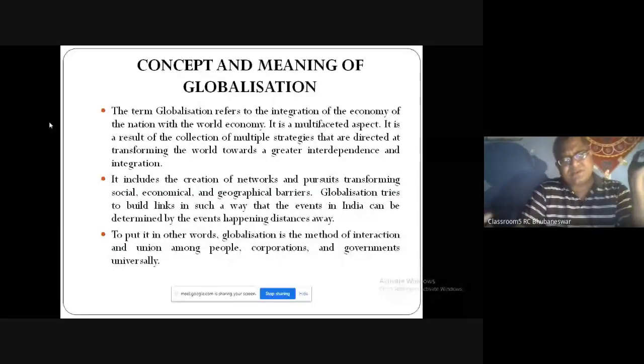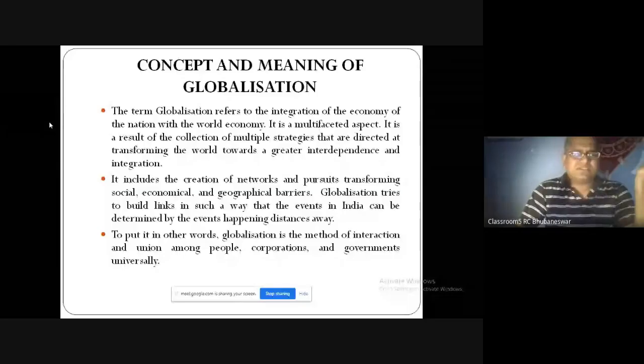This is the right direction, the right approach, through which there is a transformation, social as well as economic, and it is a removal of geographical barriers. It is one method to interact with other countries' people, corporations, and government agencies. Universally, you can consider that as globalization. In simple words, you may call it an openness of approach, or growing of economy with independence of approach, or deepening the economic integration with the world economy. So there are multiple facets through which globalization carries over.